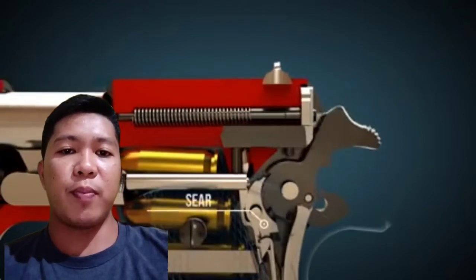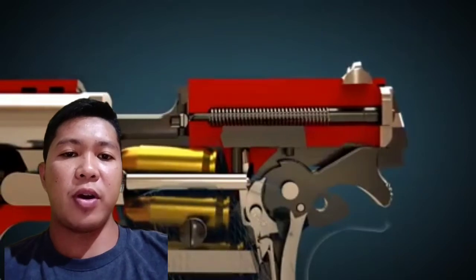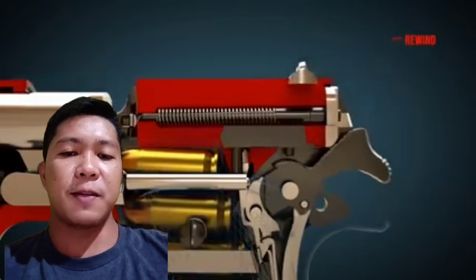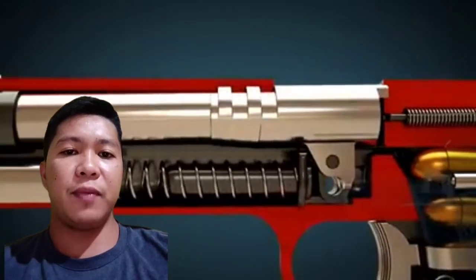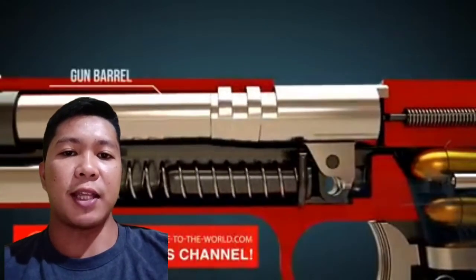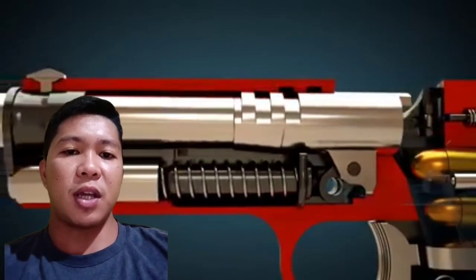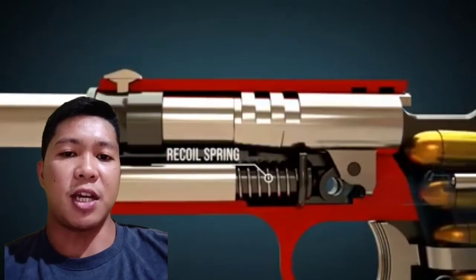So rifling is the bore of the firearm's helical grooves consisting of a depressed portion, the grooves, and an elevated portion, the lands, which are responsible for the rotational motion of the projectile as it leaves the gun muzzle.